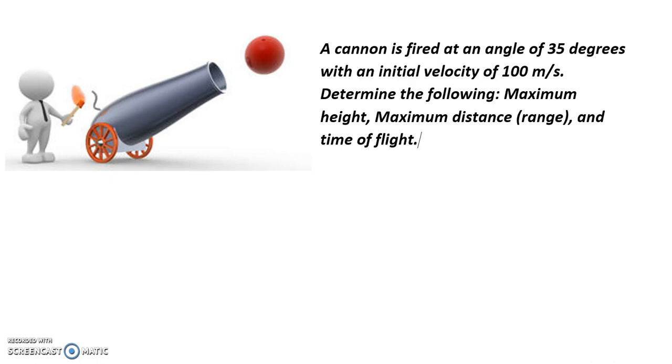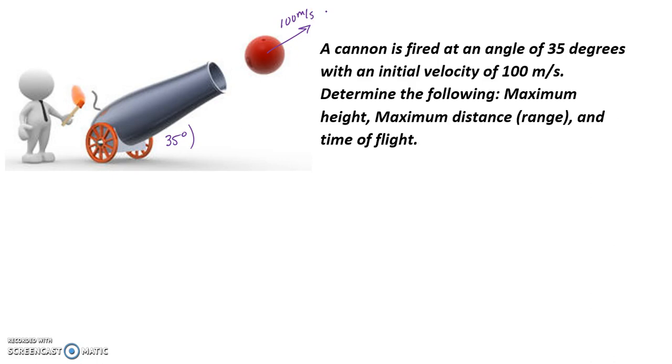So we've got a guy who's going to fire out a cannon. He's firing it at a 35-degree angle. So I'll draw that in right here. We've got a 35-degree angle from here to here, and its initial velocity is 100 meters per second. So this thing is just flying off at 100 meters per second.